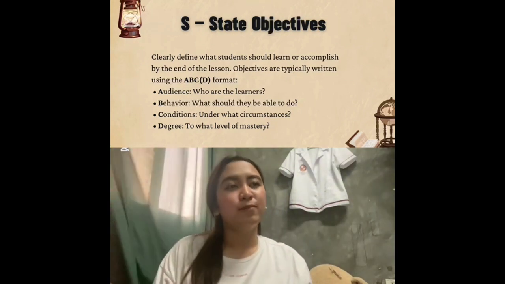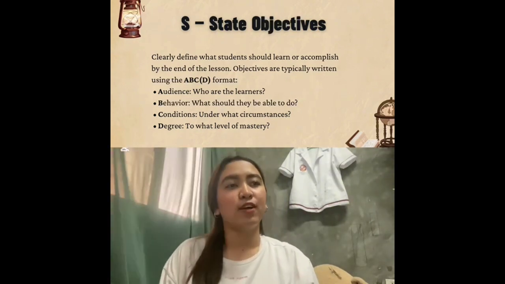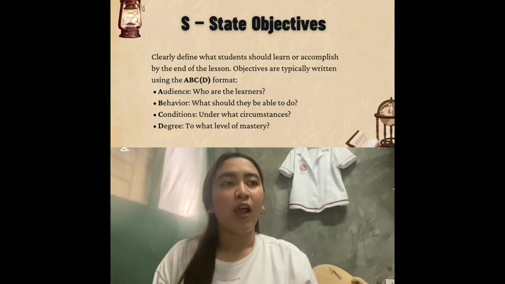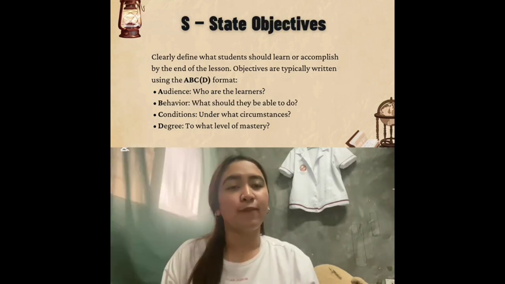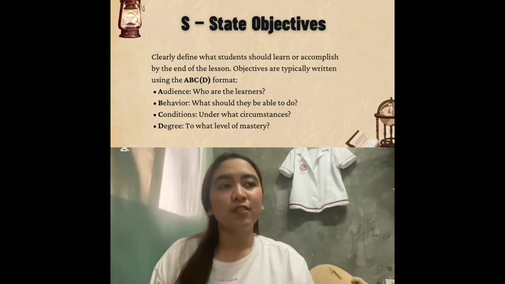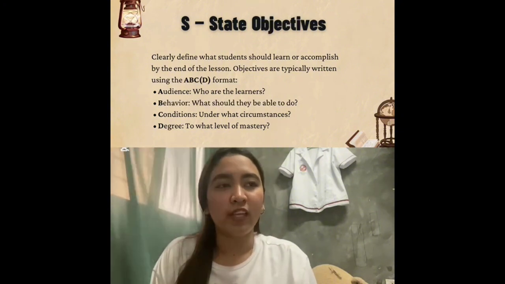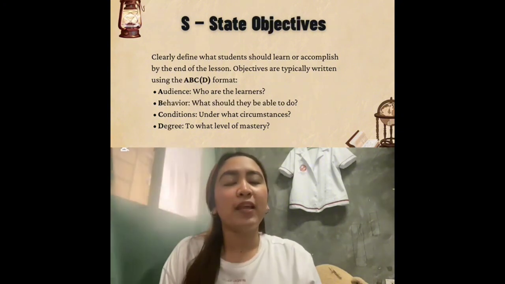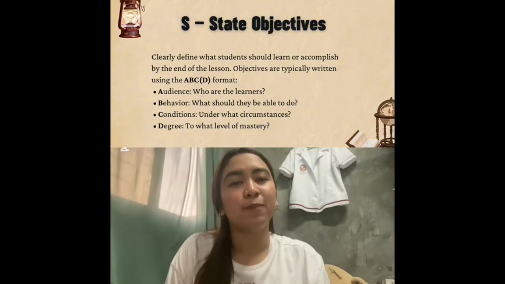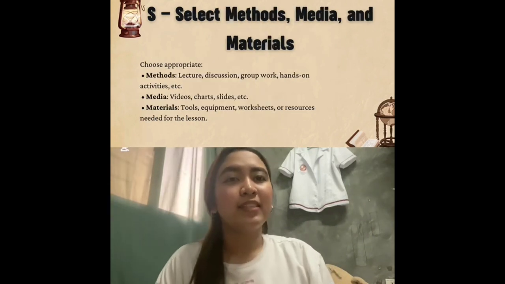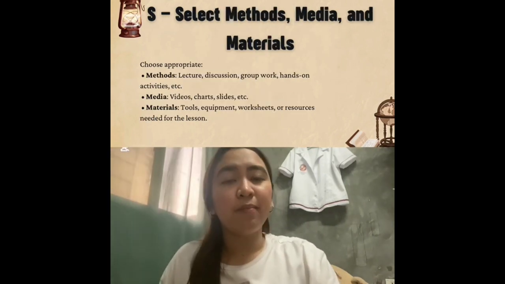Example ng objectives is, by the end of this lesson, the student should first, identify the parts of a welding machine, demonstrate proper setup of a welding machine, execute a basic straight weld following safety protocols. Next is select methods, media, and materials.